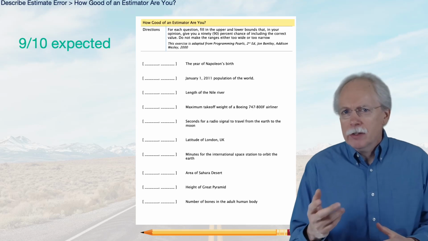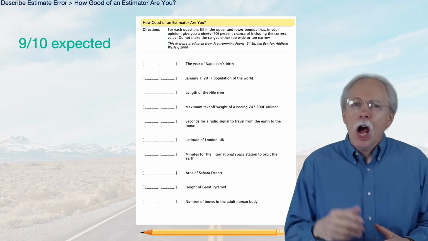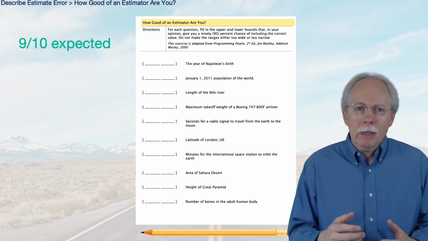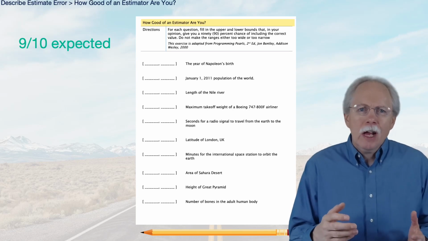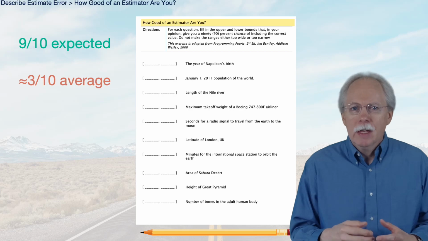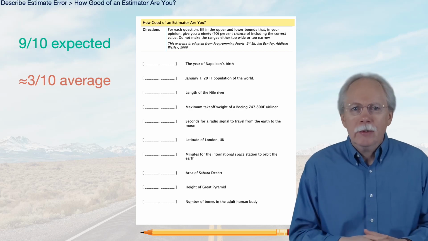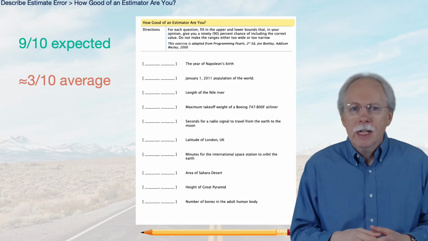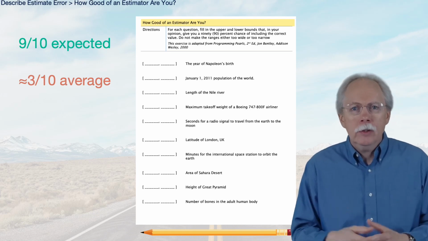But in over 20 years of teaching this course, I've only had one person ever do that. Most of the time, what people doing the lab achieve is around 3 out of 10 correct. My running average is somewhere right around 3. A few people get 5 to 7, some people got 4, and a lot of people get 1 or 2.